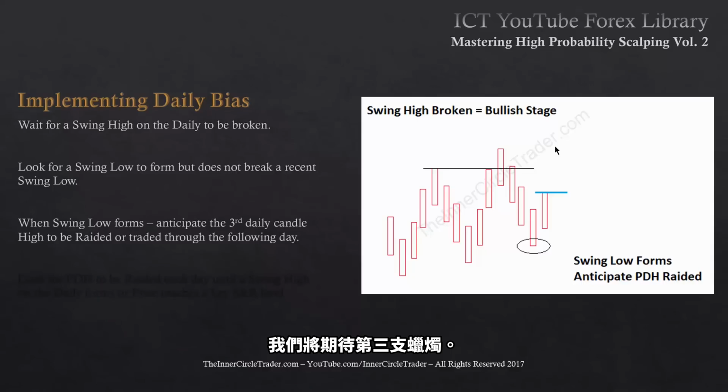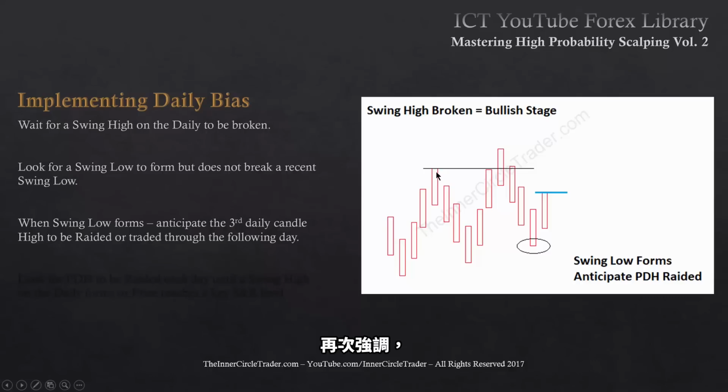When the swing low forms, we're going to be anticipating the third candle, that is this one here, its high to be raided or traded through the very next day. So in other words, the next trading day where it opens, preferably you want to see it open below the third candle of the swing low's high. So here's your criterion. You want to see the swing low form without breaking a previous swing low, immediately after a swing high is formed, breaking a previous swing high.